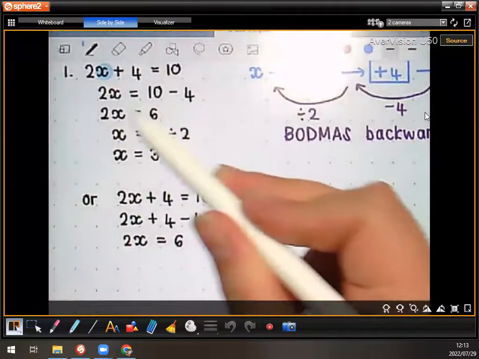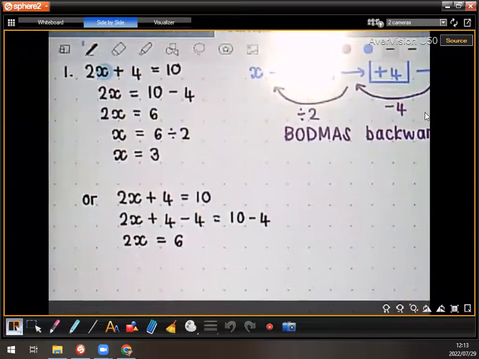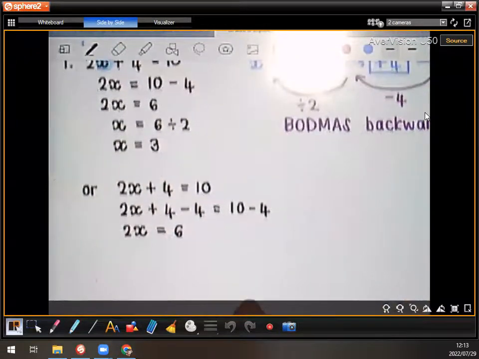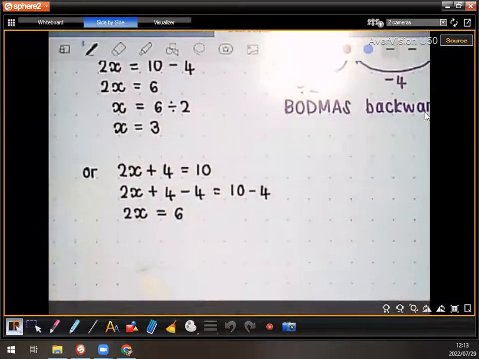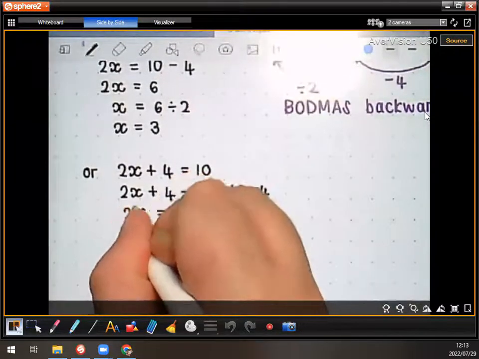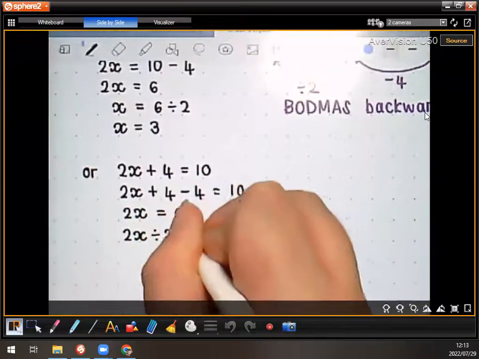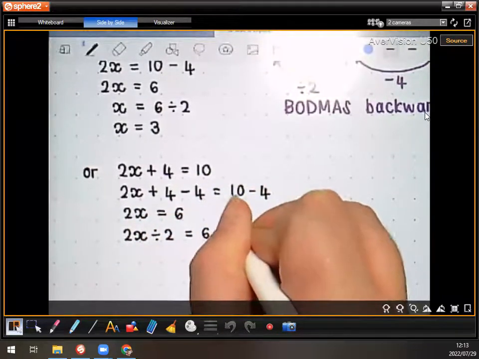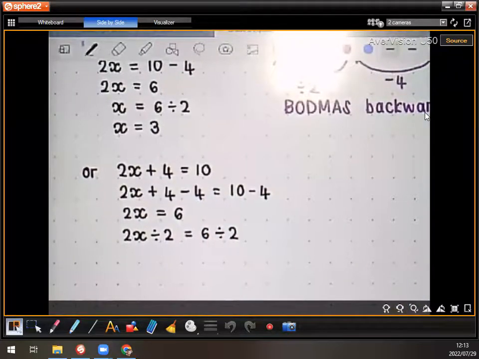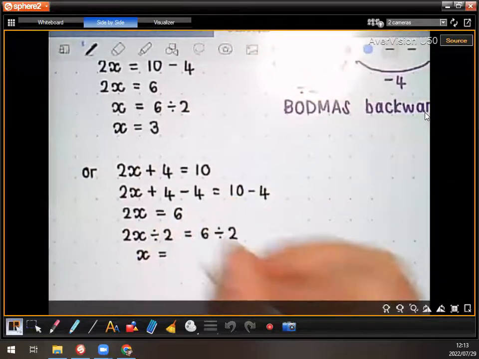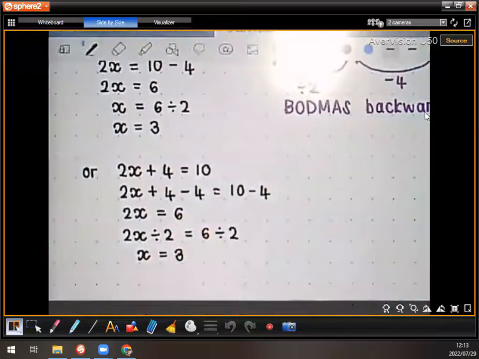You guys see that that is what we did in the other method anyway. Okay, our thinking was just a little bit different. Now we need to ask ourselves, the other thing that's around the x that we need to get rid of is the times 2. How am I going to get rid of the times 2? By dividing by 2. Okay, so now you're going to say 2x divided by 2 is equal to 6. And now I have to also divide that by 2. Whatever you do on the one side of an equation, you have to do on the other side. Okay, what is 2x divided by 2? X. And what is 6 divided by 2? 3.